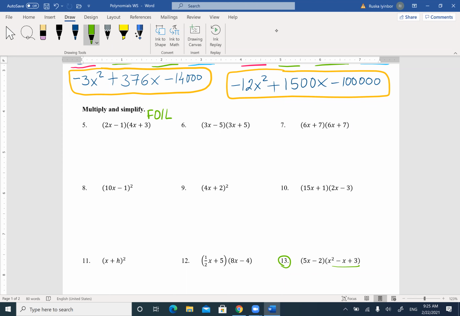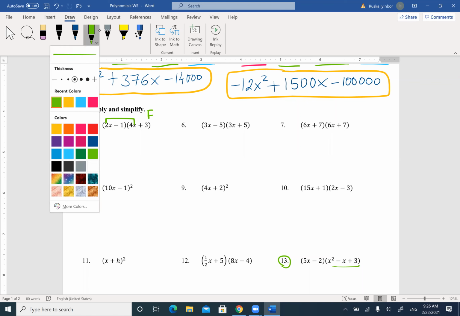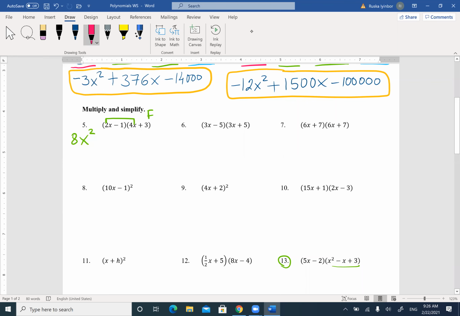F stands for first, so I'm multiplying. Let me use different colors so it's easier for you. So F stands for first here and first here. So I'm going to multiply 2x times 4x. So 2x times 4x is what? 8x squared, because if I multiply x by x, it's going to be x squared. Then the letter O stands for the outsides. So multiplying 2x times 3. So 2x times 3 is going to be plus 6x.